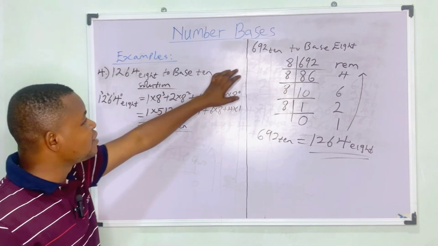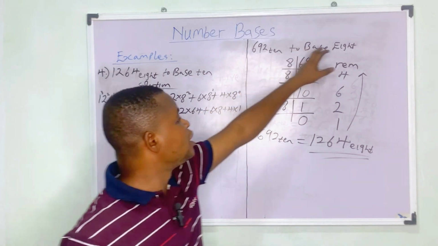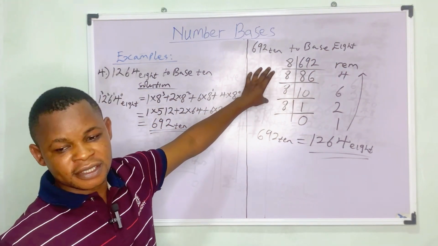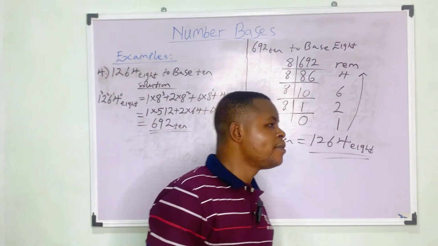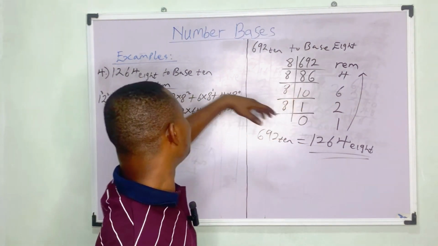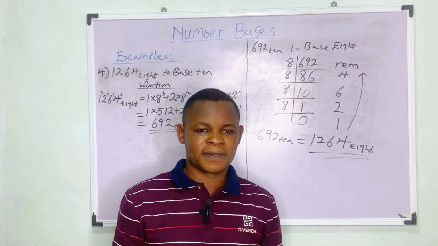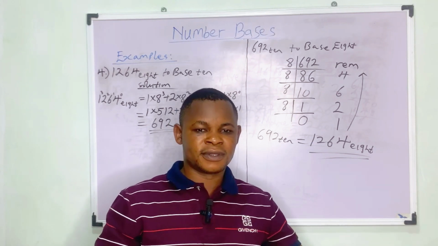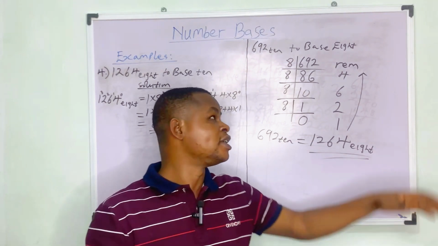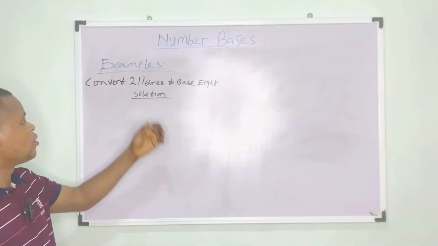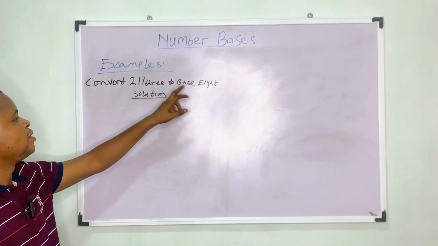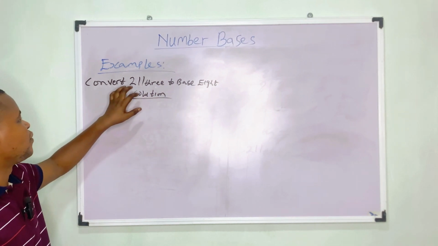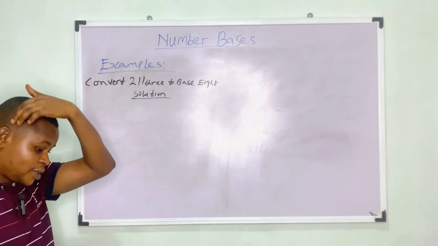And when you are converting from base 10 to any other base, you follow this process. Now, let's solve an example whereby we won't be dealing with base 10 and we won't be dealing with base 2. I want to convert between two different bases that don't involve base 10 or base 2. Let's solve this example. We have to convert 211 in base 3 to base 8.